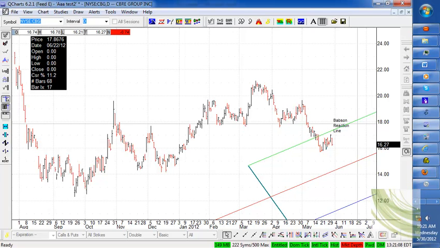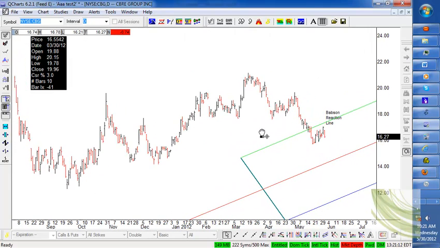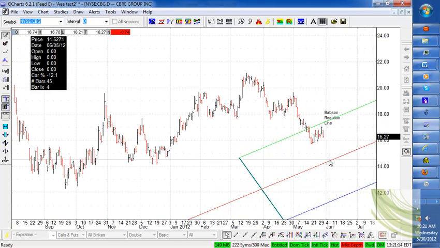The only thing that's not in the three steps, which you do later, is the entry. What you do for the targets and exits is simply draw your Babson reaction lines, and you're in business. Okay, it is that easy.